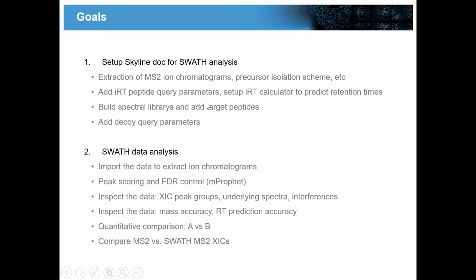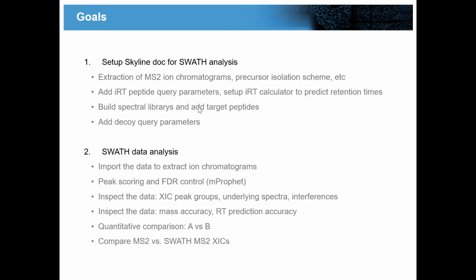So what we're actually going to ask you to do comes in 2 sections. Number 1 is to set up the Skyline document for DIA analysis. So how we're going to set up the parameters and specify how we want to do the extraction of MS2 ion chromatograms and the precursor isolation scheme and so on. We're going to add these iRT peptide query parameters in and set up an iRT calculator. We're going to build the spectral libraries from the DDA data and add some target peptides, just for like 10 or 12 example proteins, to the document.